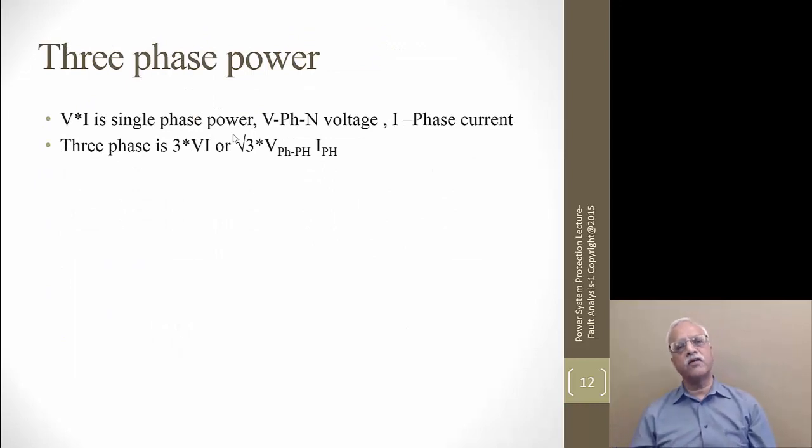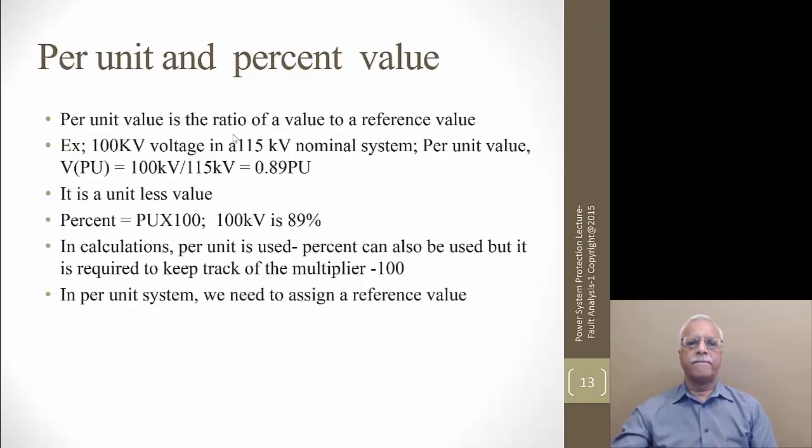So now three phase power is V times I, and it can be written as 3 times the phase to ground voltage times I phase, or root 3 times the phase to phase voltage times I phase. These are all basic things. You can go back to any electrical engineering book and they will cover that.